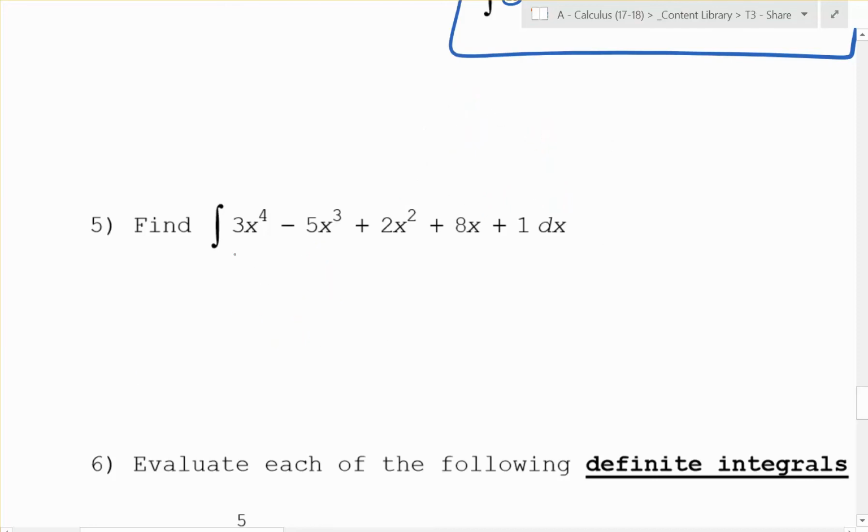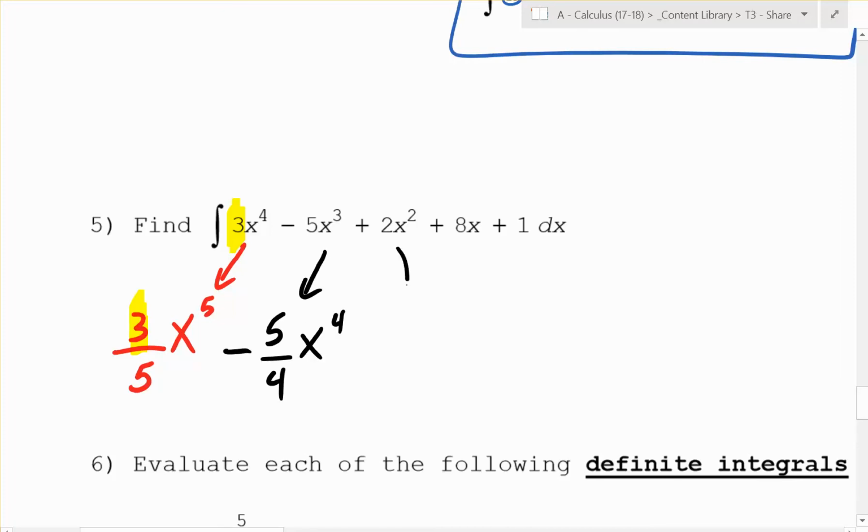So let's do that out. So here, you increase the power by 1, but then put that same number below, but that 3 stays the same. And then what happens here? The minus stays the same. It's x to the 4th. That 4th goes away, but the 5 stays there. What about here? It's plus x cubed.